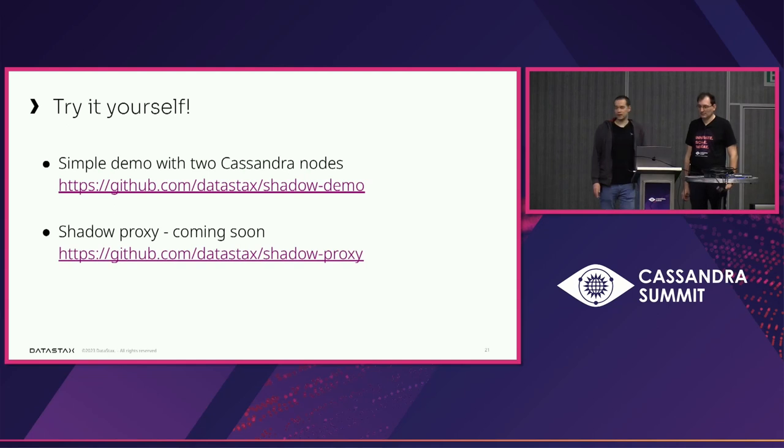Okay, and you can try the shadow proxy yourself. We've got the demo. It is a very simple demo with two Cassandra nodes, but it shows how to use shadow proxy. The shadow proxy itself will be open source very, very soon. So you can look and hopefully contribute.